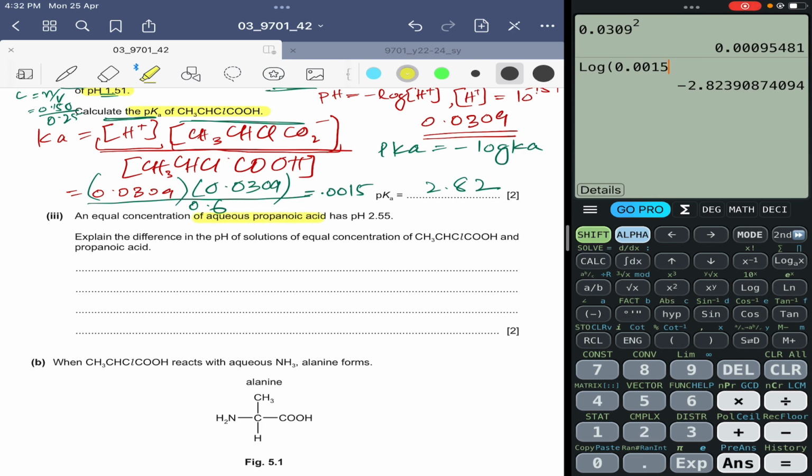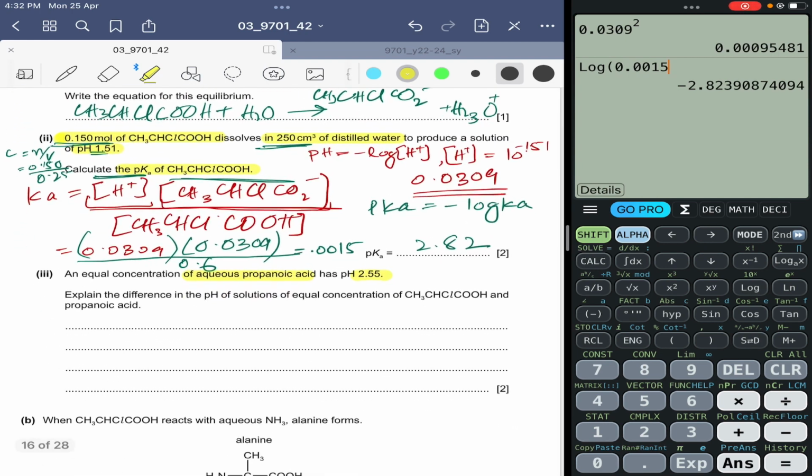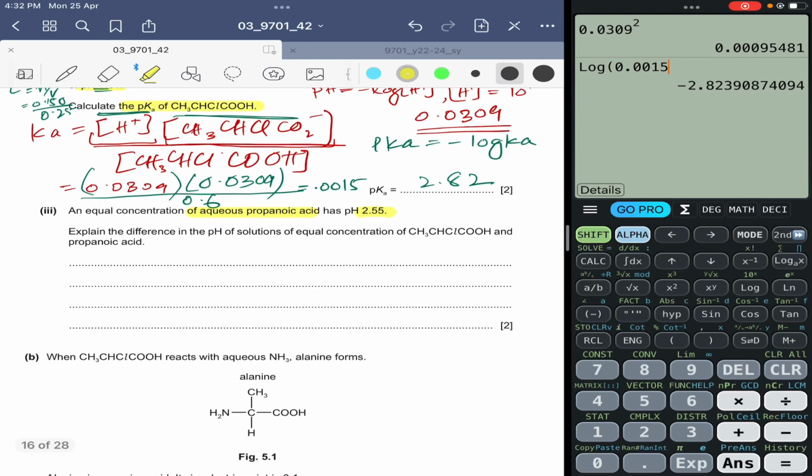Okay, so the next question: an equal concentration of aqueous propanoic acid has a pH value of 2.55. So 2-chloropropanoic acid has a pH value of 1.51 and propanoic acid has a pH value of 2.55. Explain the difference in the pH of solutions of equal concentration of 2-chloropropanoic acid and propanoic acid. So we know that 2-chloropropanoic acid is more acidic than propanoic acid.